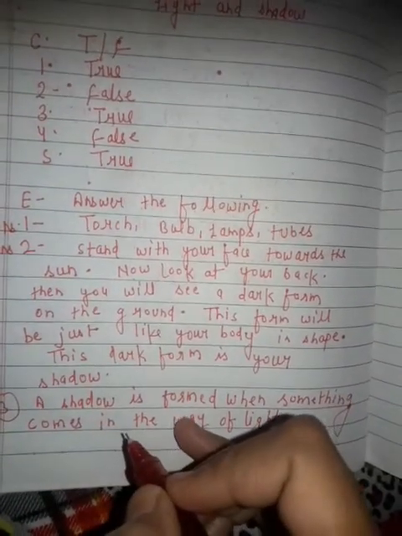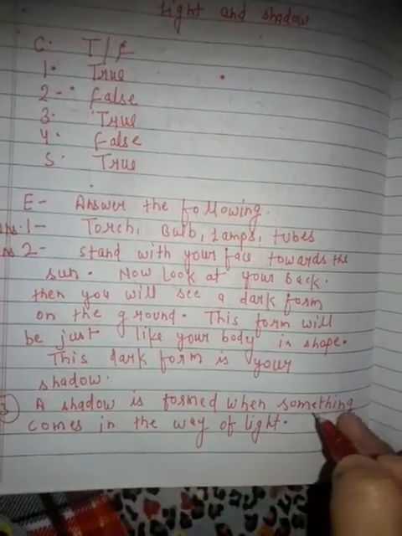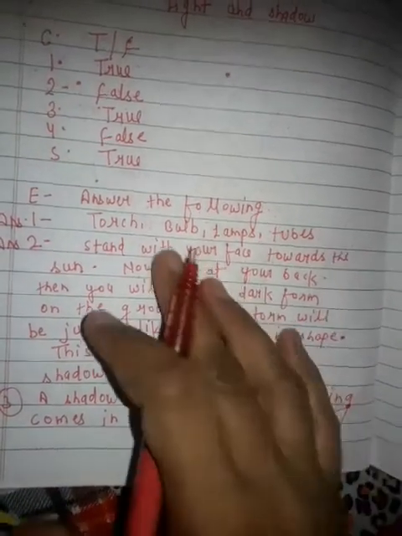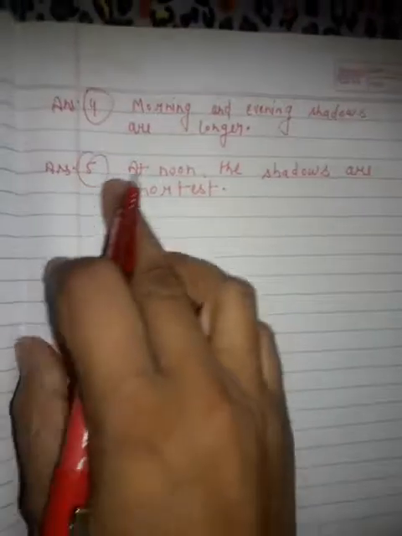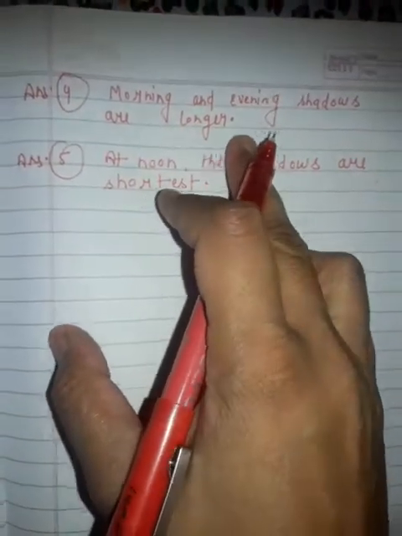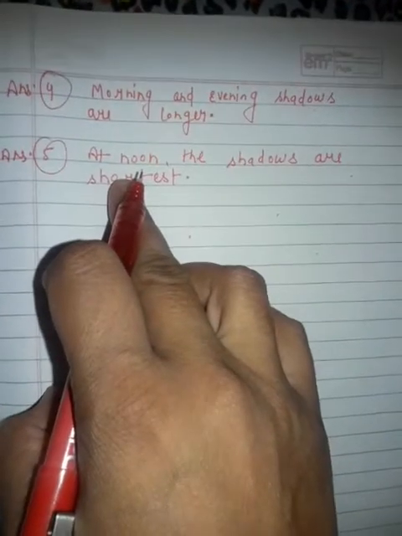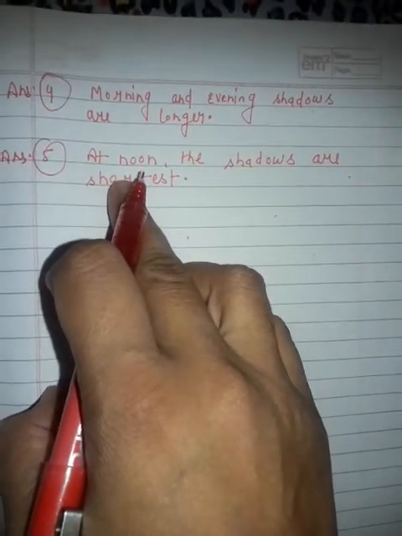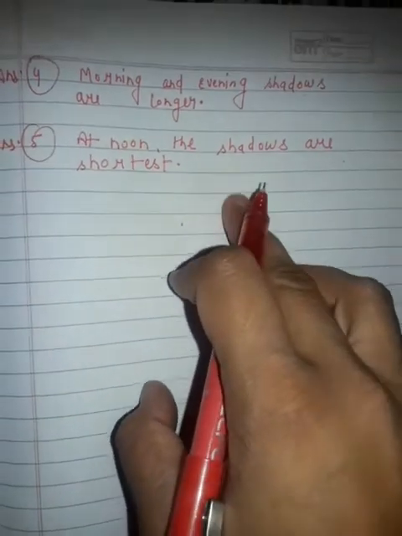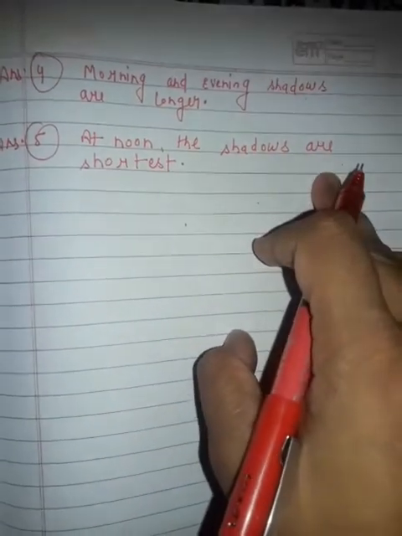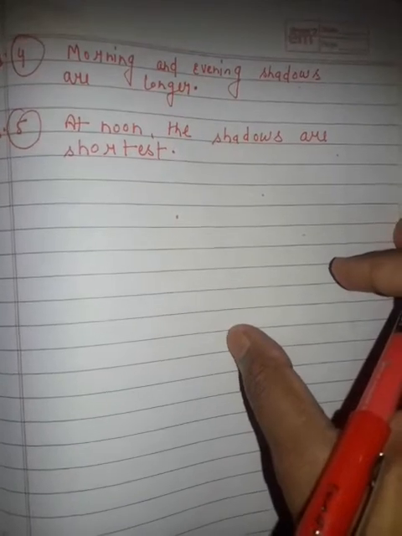A shadow is formed when something comes in the way of light. At what time of the day are the shadows longer? Morning and evening shadows are longer. And at what time of the day are the shadows shortest? At noon the shadows are shortest. This is all about chapter 16, light and shadow.